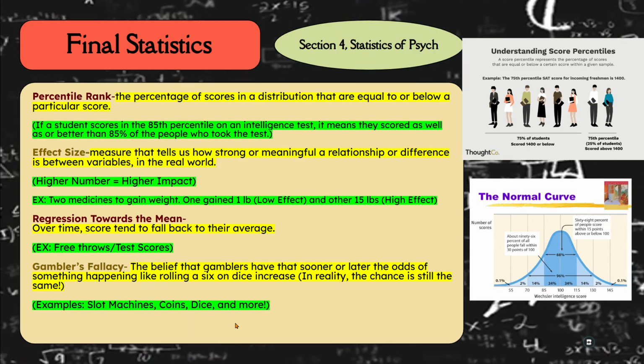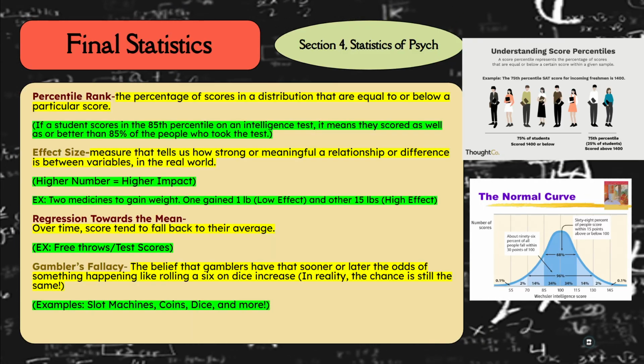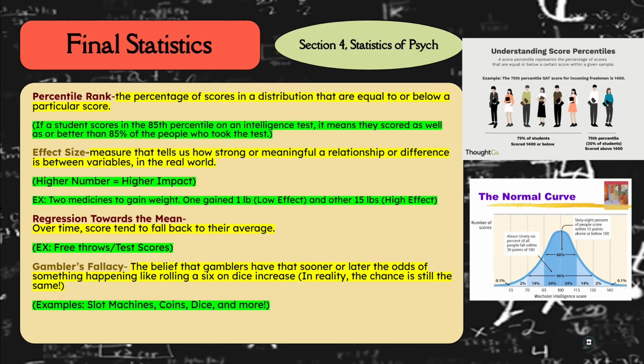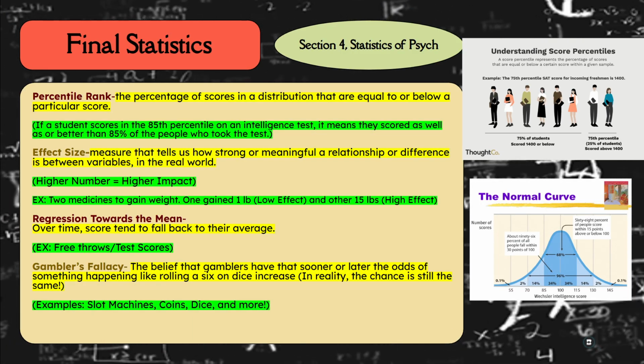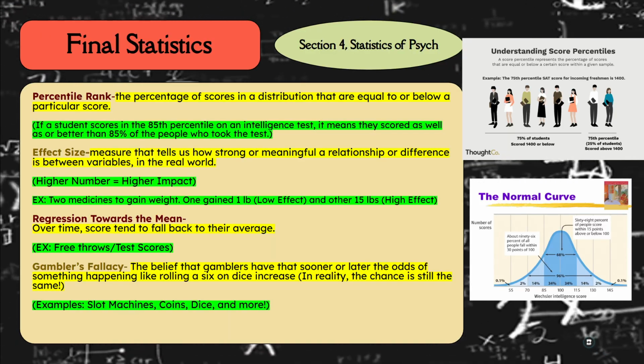Percentile rank is the percent that you are better than or as good as on some type of score or test. So for example, if you score in the 85th percentile, that means you've scored better or as good as 85% of the people who took that same test.